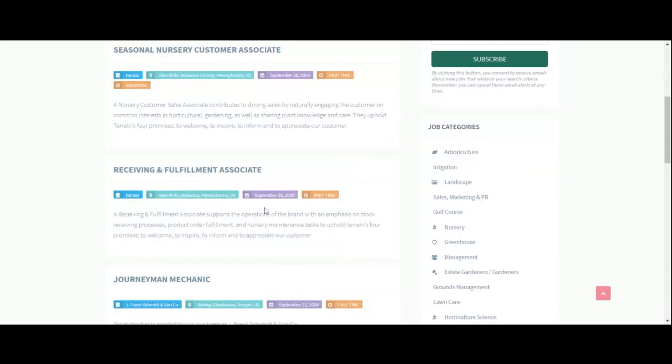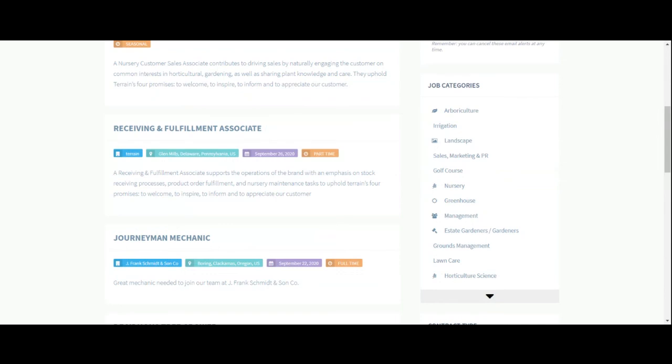Okay, here's another job posting from the same company. This is a receiving and fulfillment associate. This is a posting with the J. Frank Schmidt and Son Company, and this is for a mechanic. So this would be the equipment manager position. Underneath the equipment manager, there may be several mechanics working. So this is a mechanic that's needed to presumably maintain and repair equipment at this nursery.